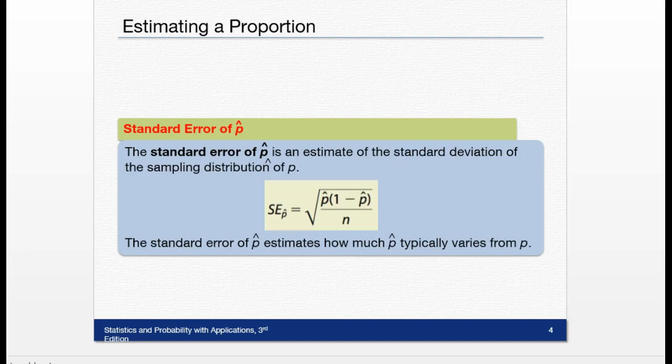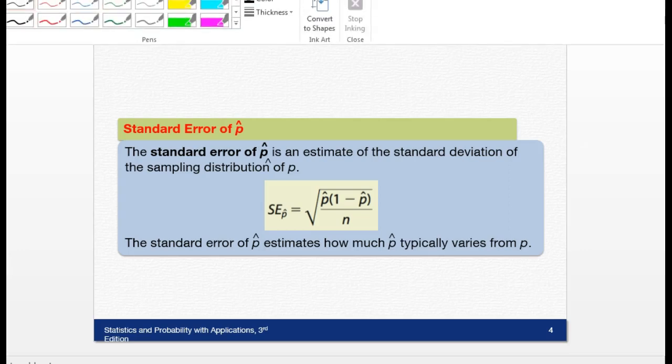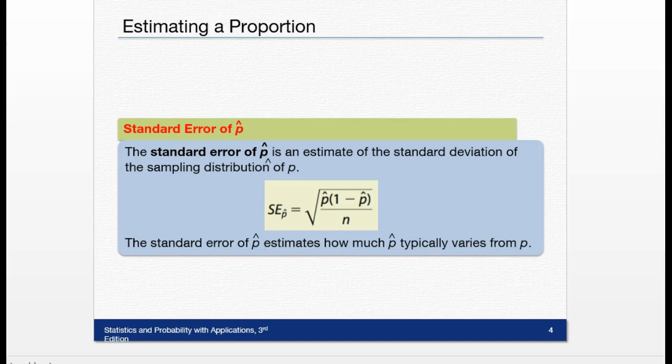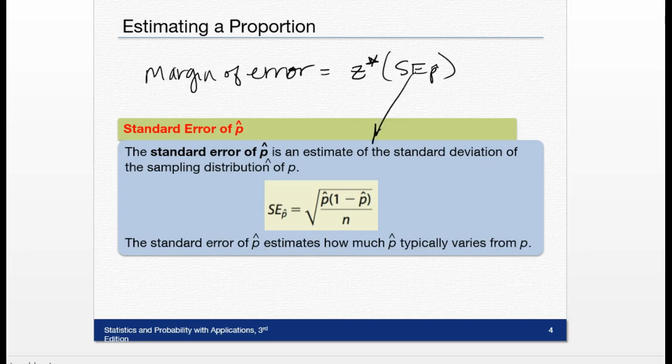Now, another part of our margin of error is the standard error. It's an estimate of the standard deviation of our sampling distribution of p hat. We've already talked about this before. This formula should look familiar to you. This was our standard deviation of our sampling distribution. Okay, so in our margin of error, there are two parts. Okay, it's the critical value, and it's called Z star, times the standard error, which is this formula right there.